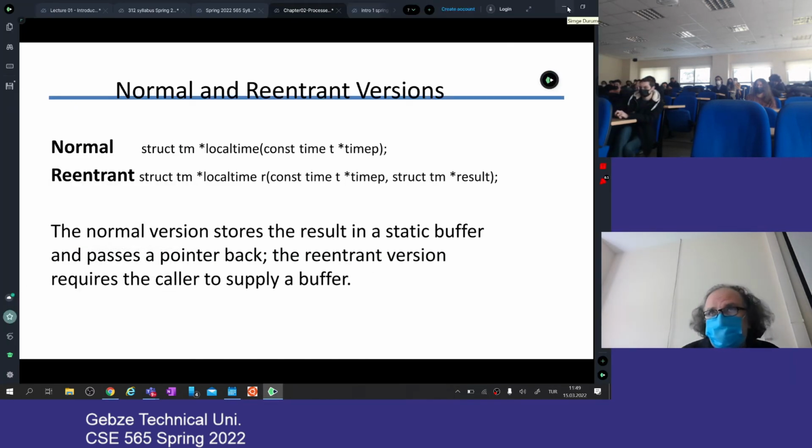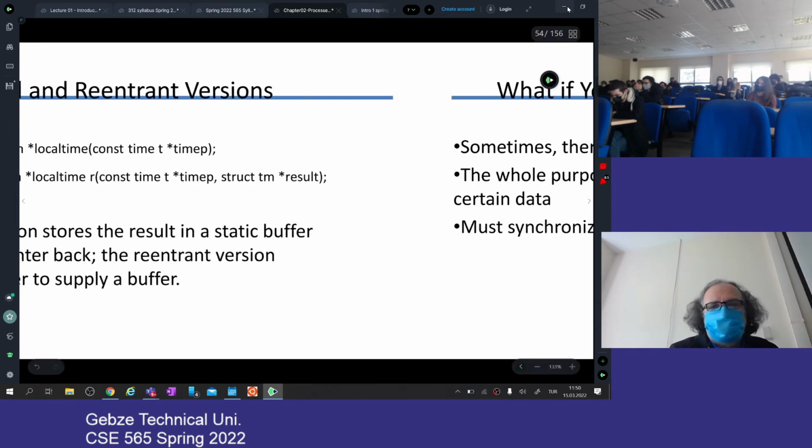So avoid those functions. Don't call those functions. Don't use globals. Don't use statics. Always use your stack. Always use your local variables and your parameters to pass information to your functions. That's what I'm saying. And these are the rules for writing good programs, also writing good multi-threaded programs.